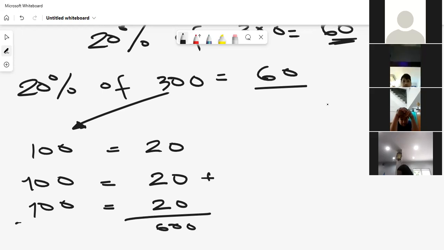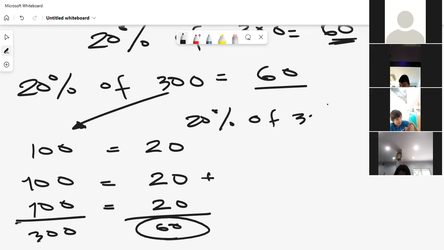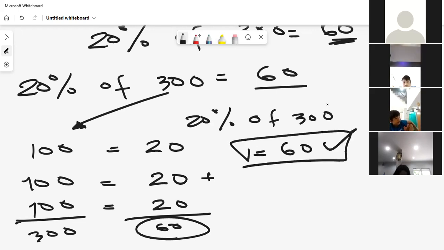You add everything, 60. Sorry, 60. And how many children? 300. So that is 60. So meaning that 20% of 300 is equal to 60. Correct? Okay, so this is the easiest understanding.